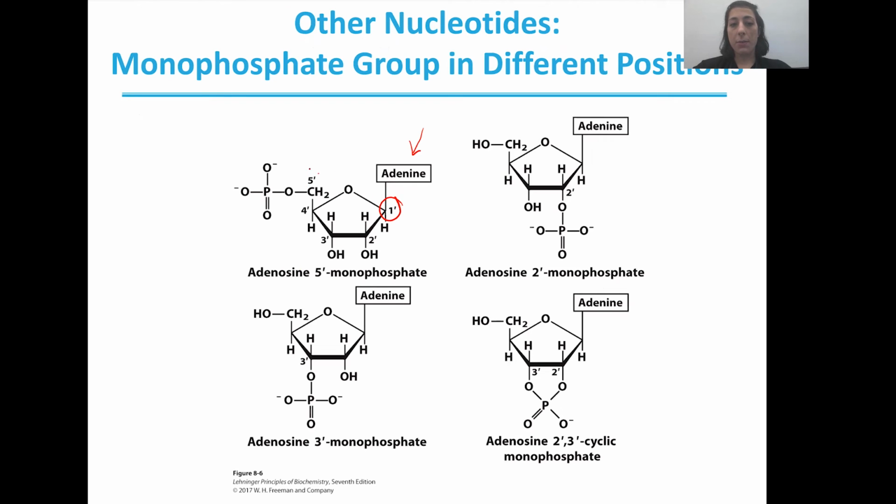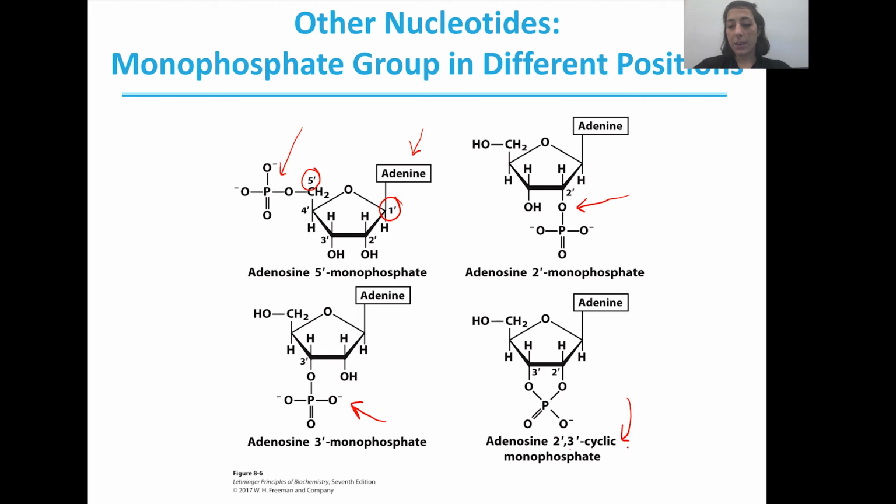And you can see on the 5' position, we have our phosphate. Now, you can also have the phosphate attached to the 2' position, the 3' position, or in the case of a cyclic nucleotide, the 2 and 3' position. And this forms this inner cycle right here, which is where we get the cyclic name from.